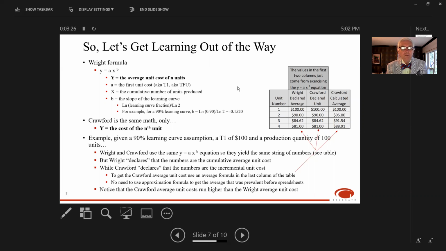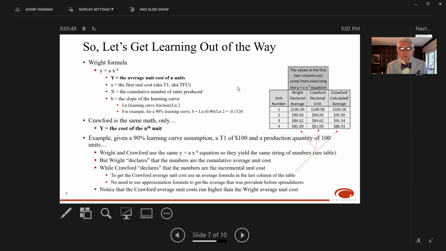So let's get learning out of the way first. Let's do Wright. There's our y equals ax to the b equation, where y is the average unit cost of n units. A is the first unit cost, and you'll also see that called T1, or theoretical first unit cost, sometimes. X is the cumulative number of units being produced, and b is the logarithm of the learning curve fraction over the logarithm of 2.